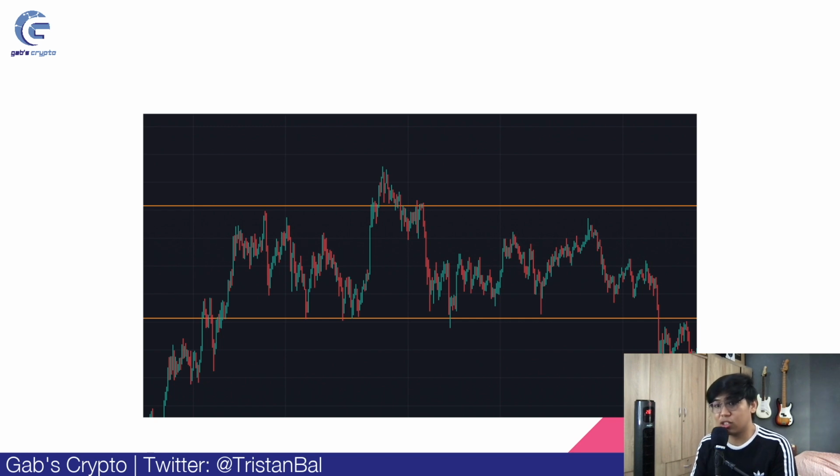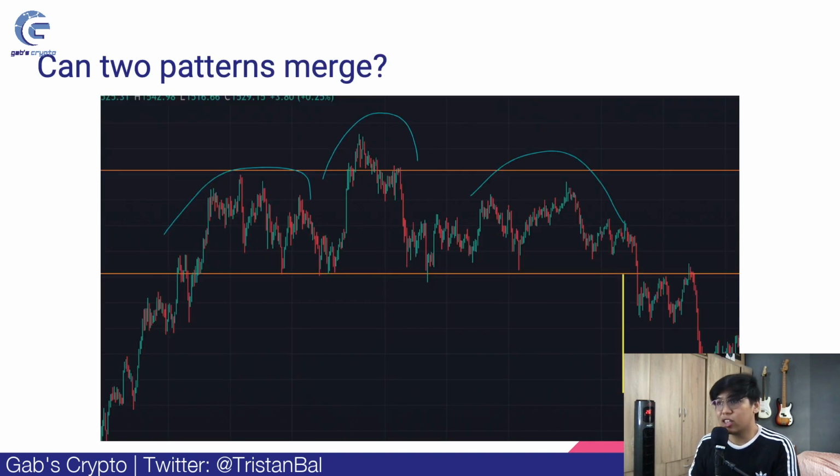So, now, ang next question is, pwede ba tayo gumamit ng dalawang pattern within one movement? The answer is yes. So makita mo, you can use two patterns within one pattern. So ito makita mo meron tayong head and shoulders and then meron din tayong rectangular patterns. So makita mo na you can clearly use two patterns within one movement at the same time.